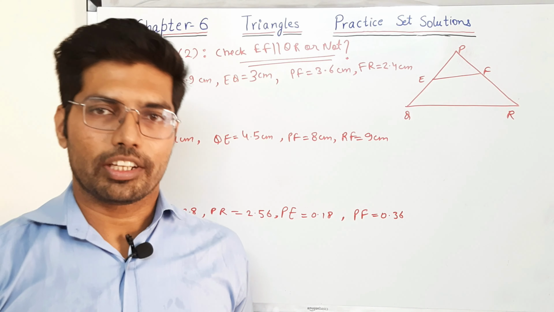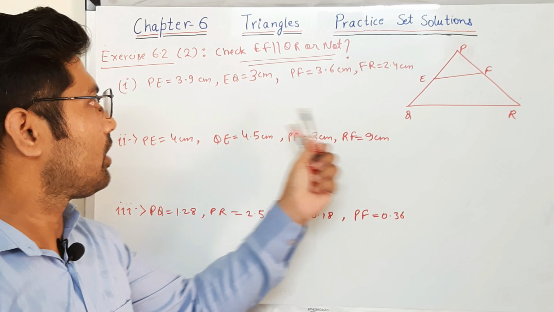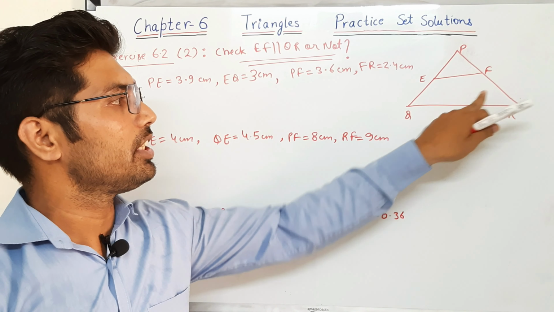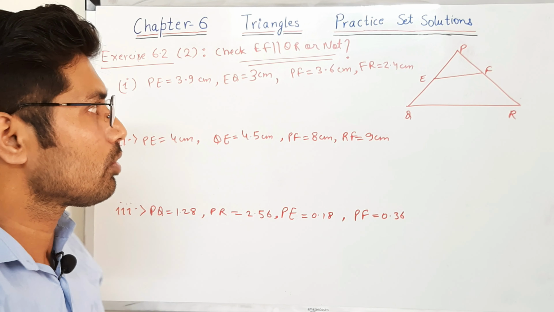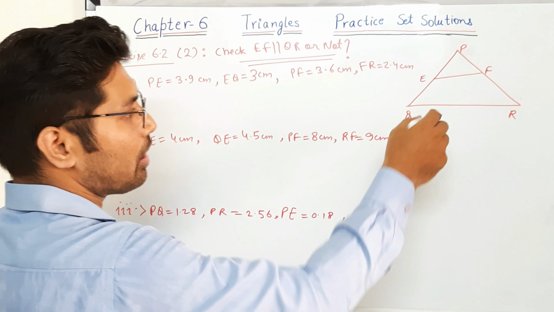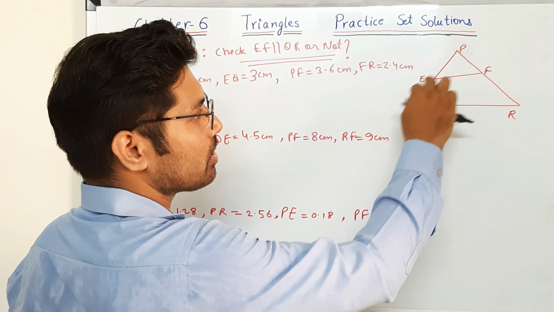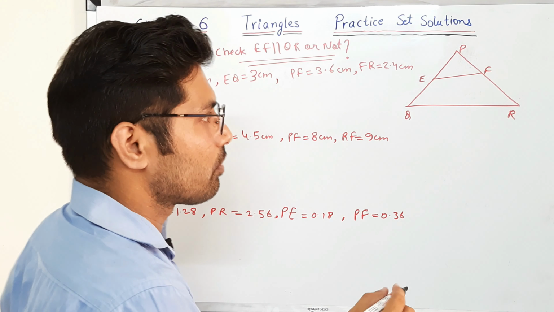Okay guys, now come to our next question. In this we have a triangle and some lengths are given, so we need to prove in each question whether this line EF is parallel to QR. To check whether EF is parallel to QR, we know that if it is parallel, then the ratio of these sides are proportional. So we will be using that theorem.